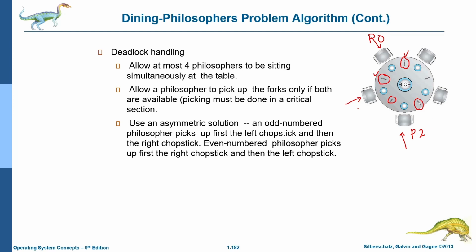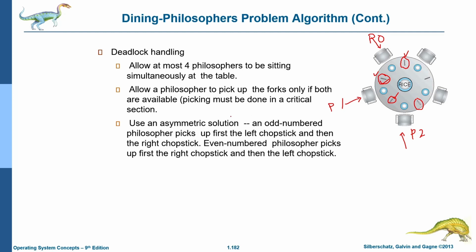Once they are done, then maybe P1 can do the check again. This time both the chopsticks are there, so it can then eat. So don't pick up one and then wait for the other one. If both are there, pick them up in one step. Otherwise, don't do anything. Right? Using this also, deadlocks will not happen.